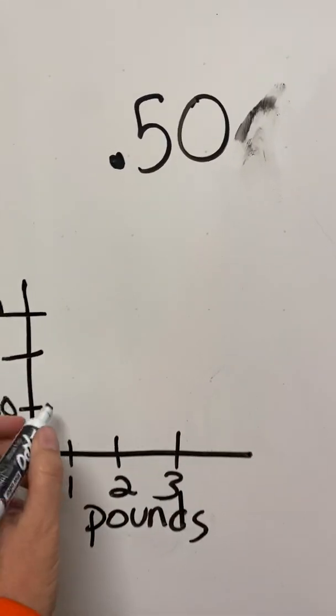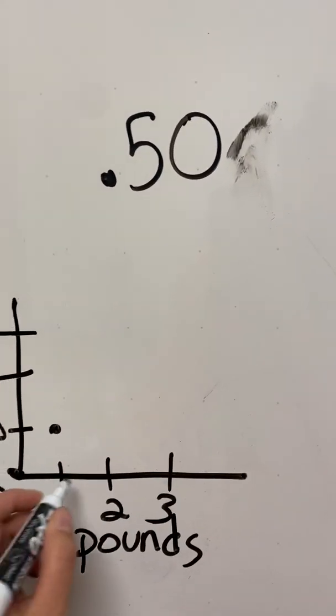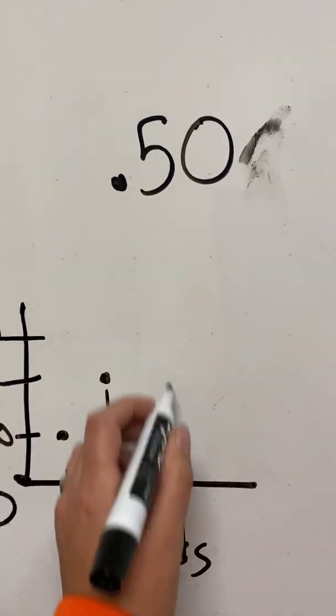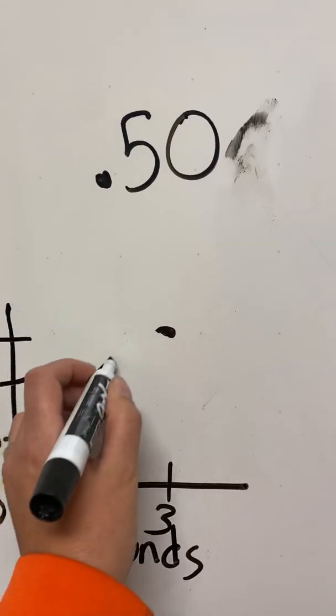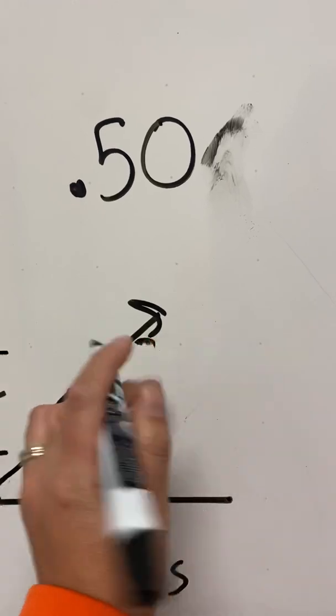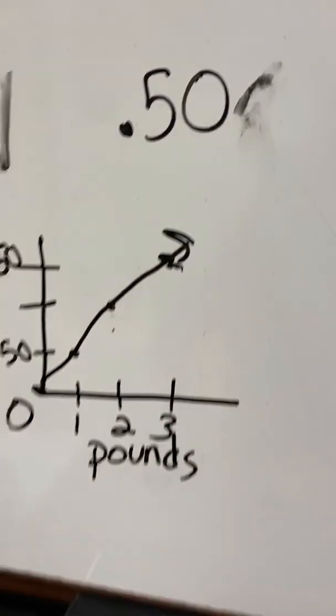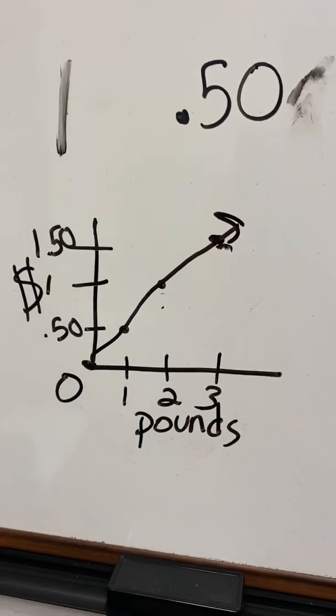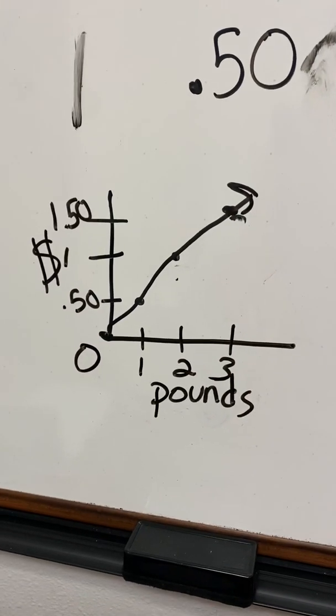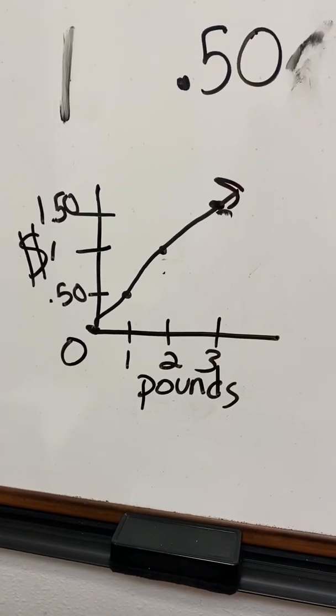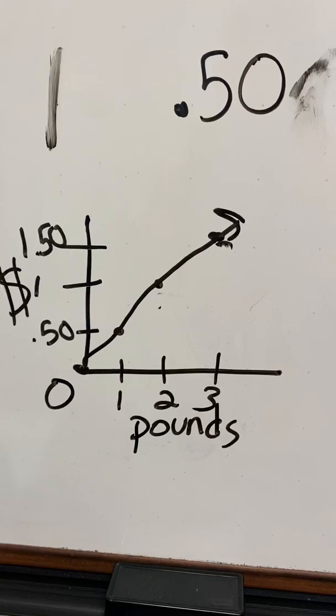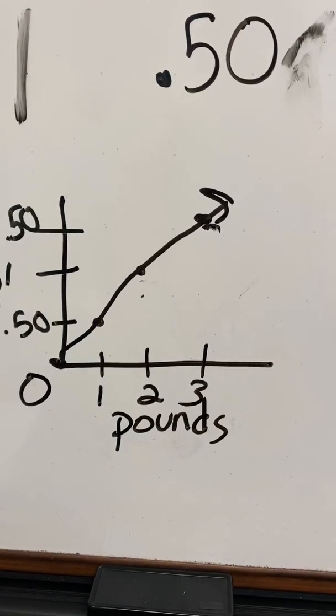Right, so 1 pound we said was 50 cents, 0 was 0, 2 was $1. Right there. Okay, assuming I was actually on grid paper, this should be a straight line through the origin. This would be proportional, okay?